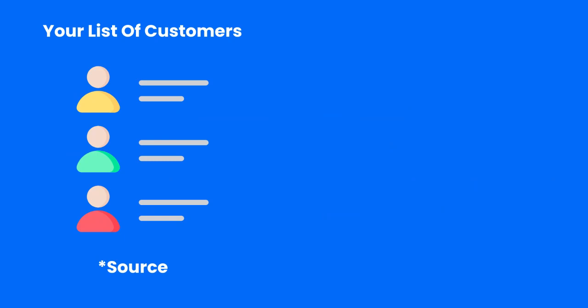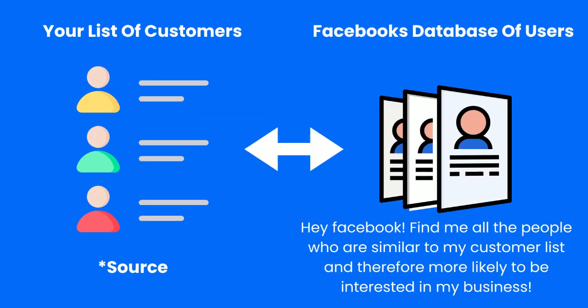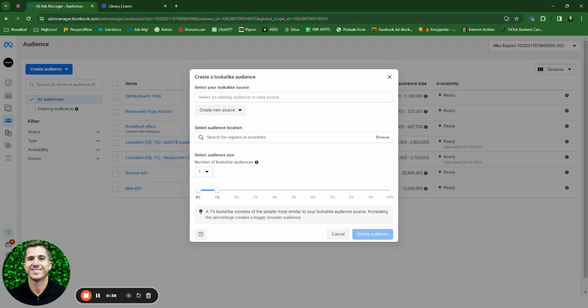In this video, we'll cover different ways to give Facebook what it needs in order to create a lookalike audience for your business. So now we have to give Facebook a source to use for our lookalike audience. Facebook gives us a few options to choose from in creating our source audience, which is going to be a custom audience. So we're going to click here on Create New Source.